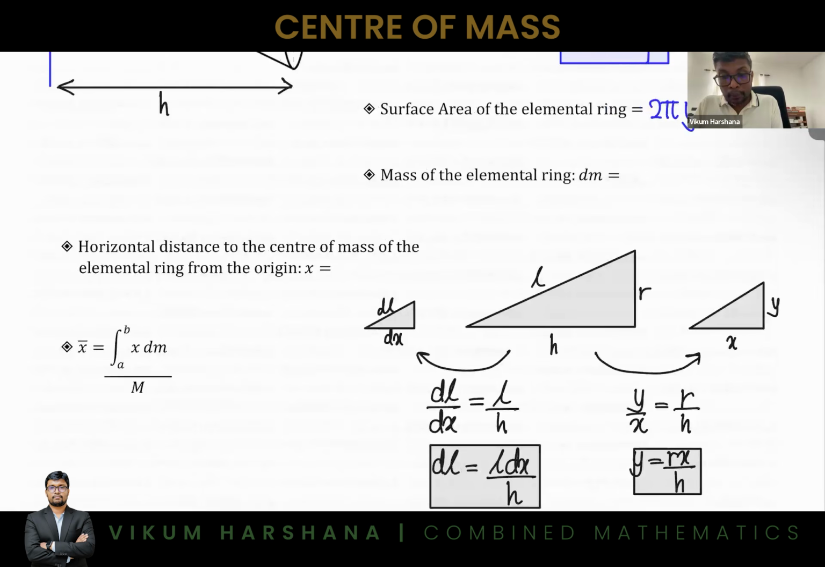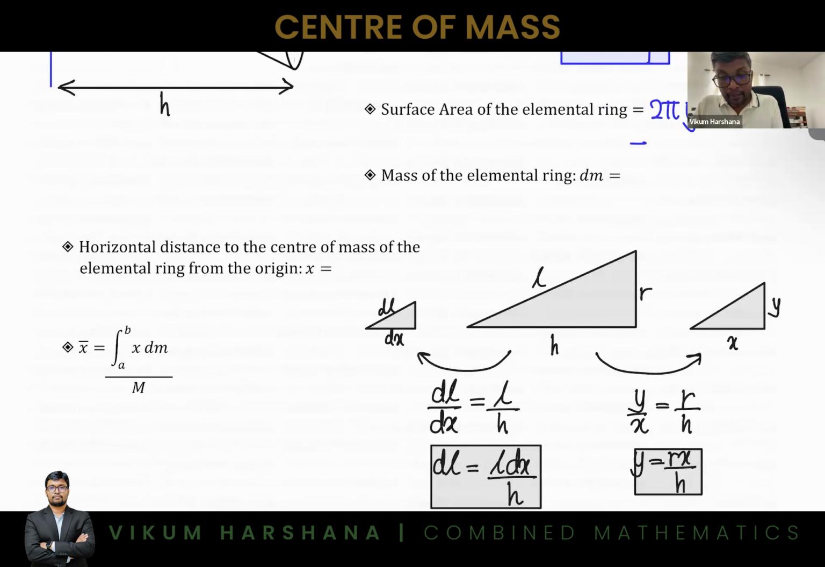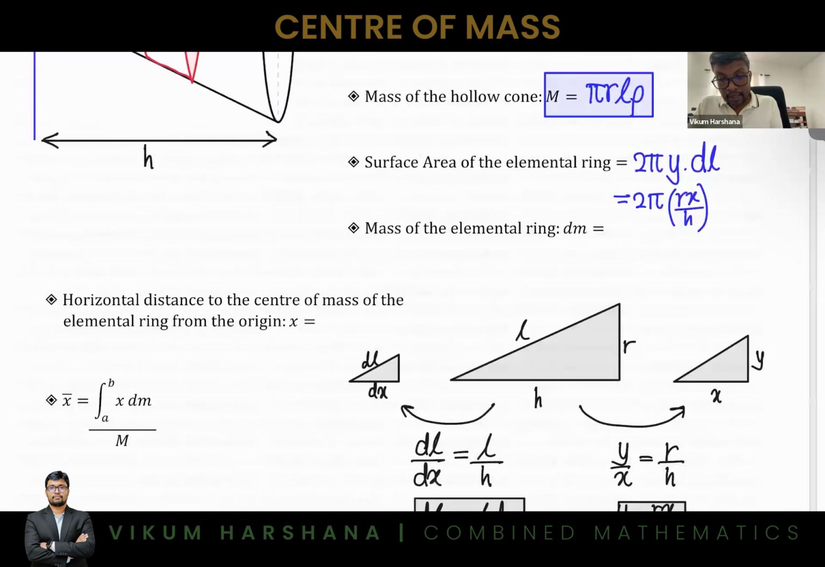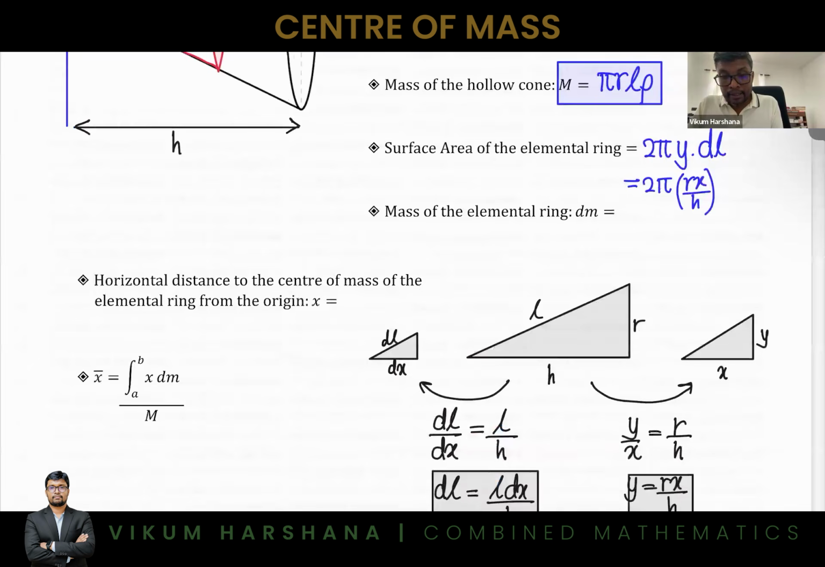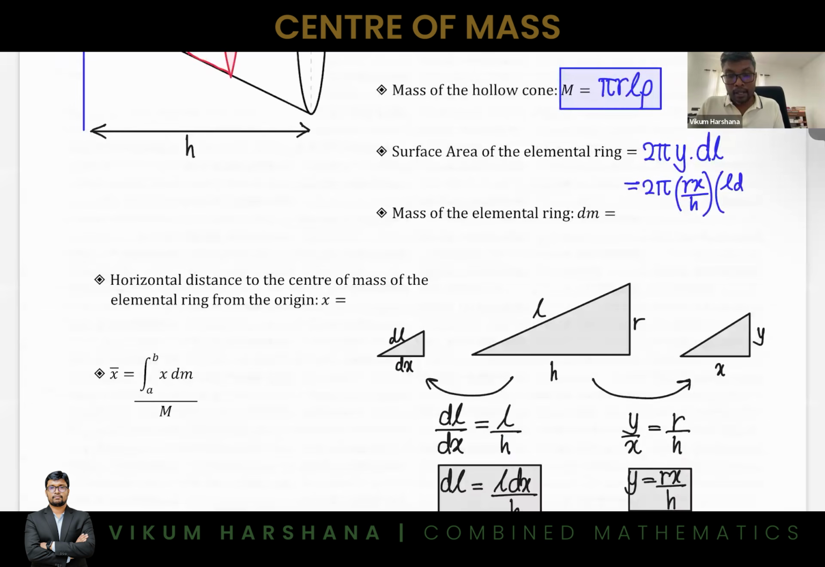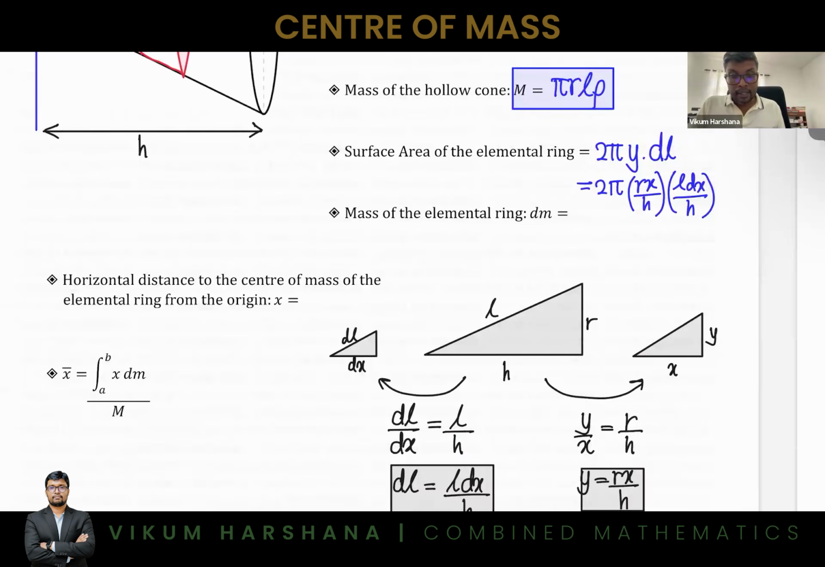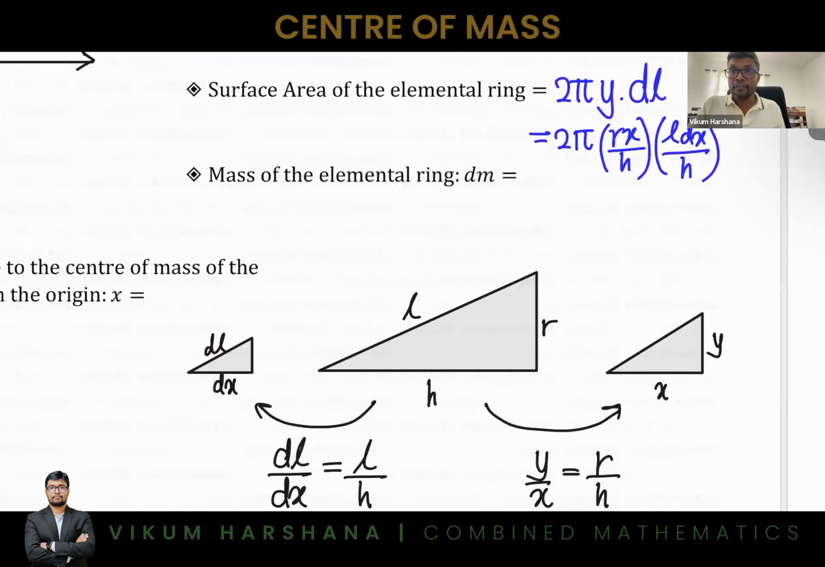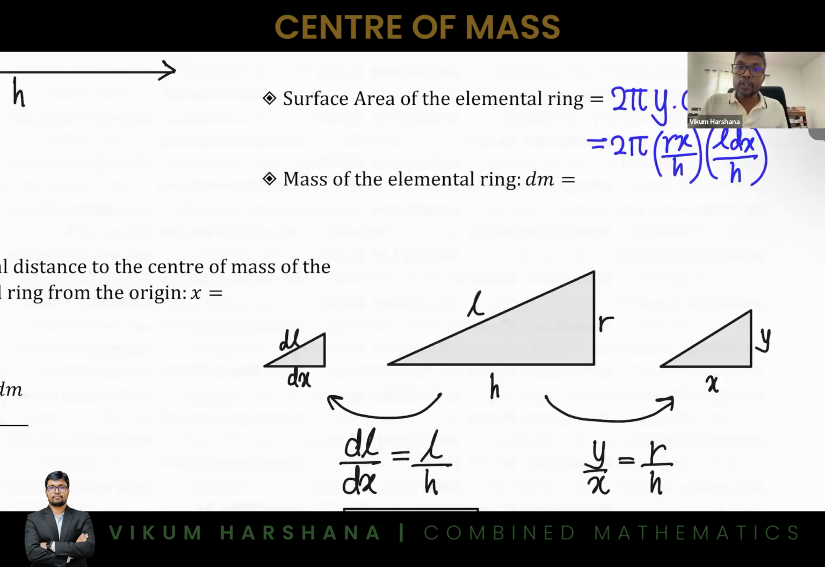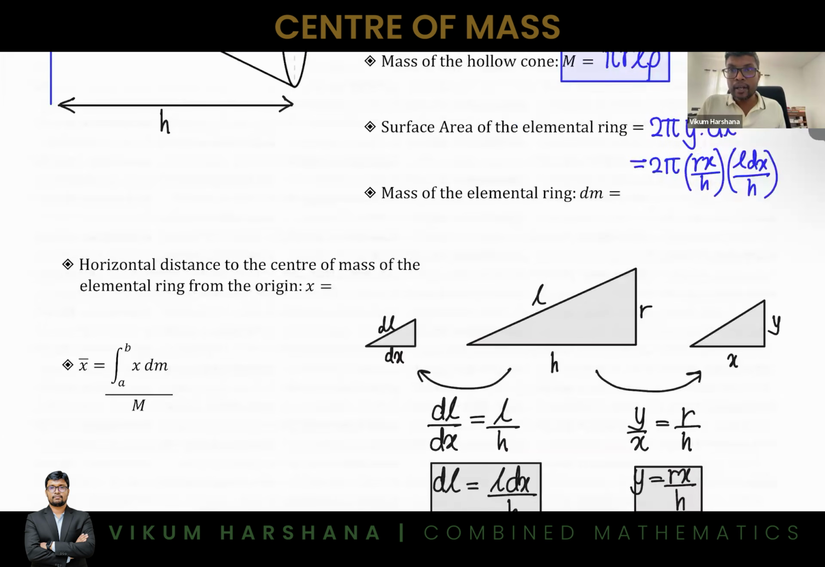So it's 2 pi. What is y? Y is rx over h. What is dl? Dl is L dx over h. Got the idea? Done. Now that's the surface area of the elemental ring. Now we are going to convert this elemental ring area into mass now. Okay, so shall I write it here?